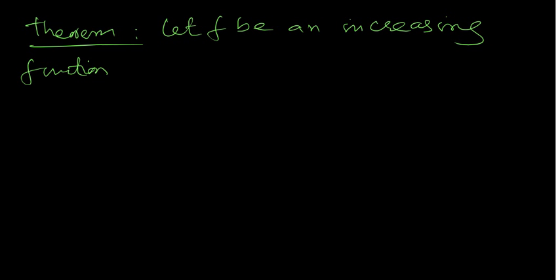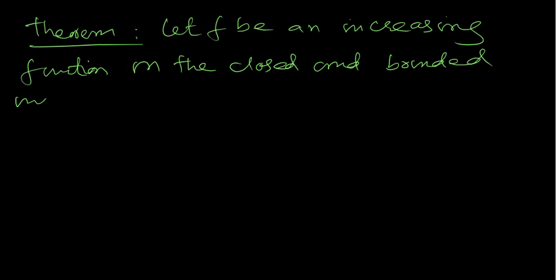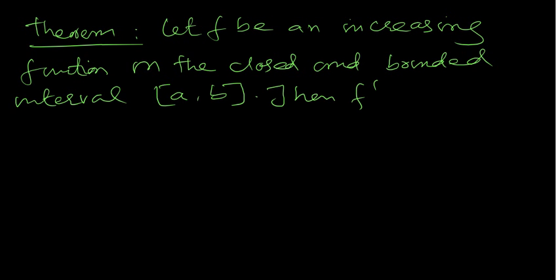Let f be an increasing function on the closed and bounded interval, which is ab. This is closed and bounded. That means a and b are real numbers, they are not extended real numbers. It's a bounded closed interval. Then this f dash is integrable over ab. Then its derivative f dash exists almost everywhere. This is by Lebesgue's theorem, which we have done in the previous theorem.